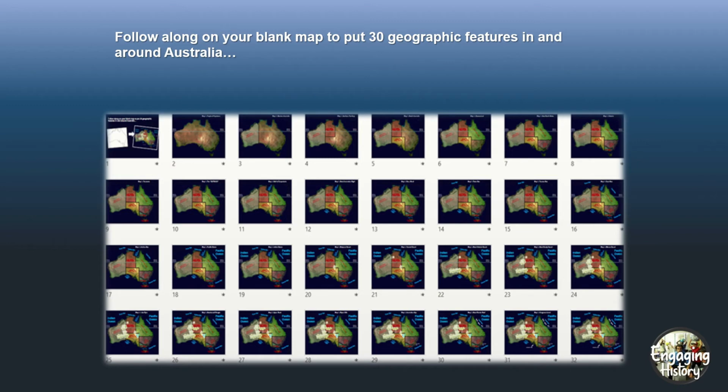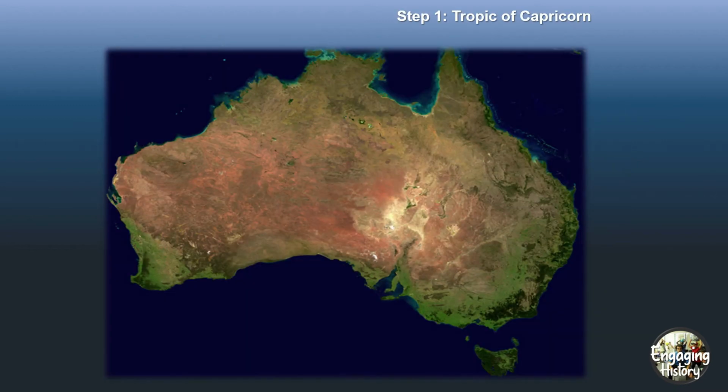So there's a preview of some of the slides that are included here. I want to take you through a few of them. Starting with a blank Australia map, as the teacher, you control the pace of the lesson. So whenever you click the button, new features appear on the map and you ask students to follow along. I'm going to go a little faster than you would normally go in the classroom.